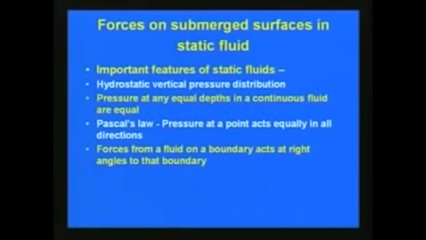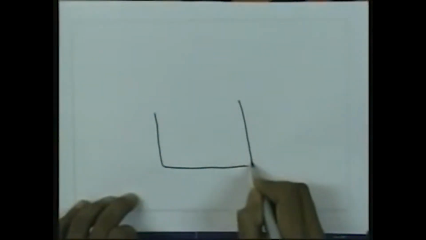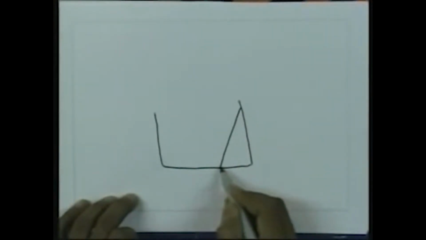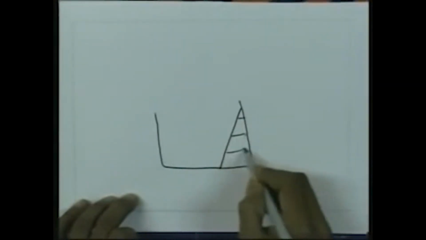So, now we will discuss in detail the forces on submerged surfaces in static fluid. We have already seen some of the theories related to this. The important features of static fluid which we have discussed so far: the first one is the hydrostatic or vertical pressure distribution. We have already seen what the hydrostatic pressure distribution is. Say if you consider a small basin or a tank of water like this, the linear pressure distribution we have already seen.